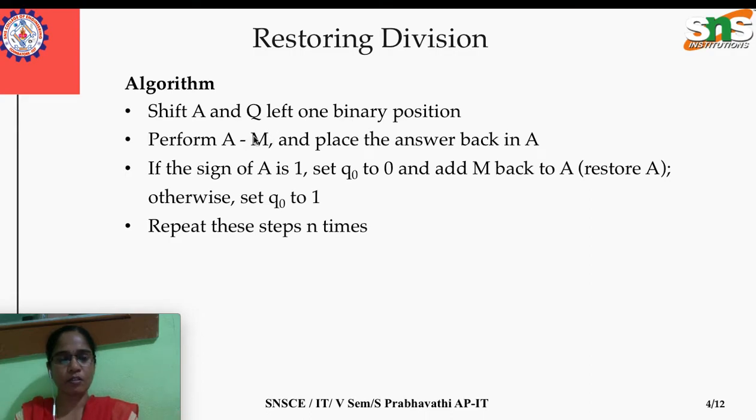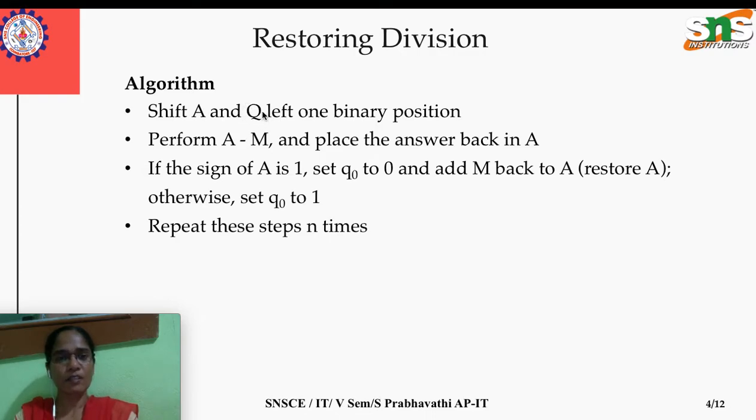After subtracting, the answer will again be in the A register, and after subtraction we will look at the sign bit of the A register. If the sign bit is 1, set Q naught to 0. Here, when we shift the Q register, the LSB will be left free, so there we will be storing the quotient value. So in the Q register, at last, we will be getting the quotient.